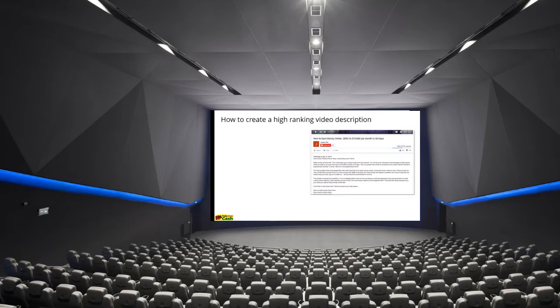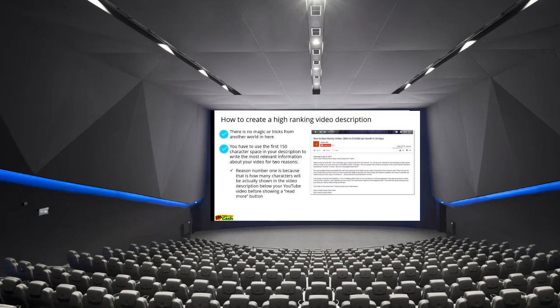How to create a high-ranking video description. There's no magic or tricks from another world in here, just pro advice developed by the mastermind, so listen up. First, you have to use the first 150 character space in your description to write the most relevant information about your video for 2 reasons. Reason number 1 is because that is how many characters will be actually shown in the video description below your YouTube video before showing a read more button.